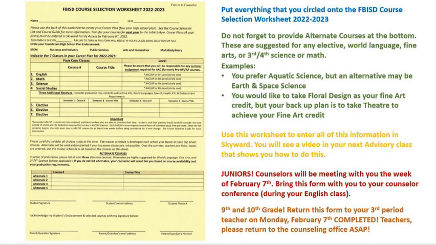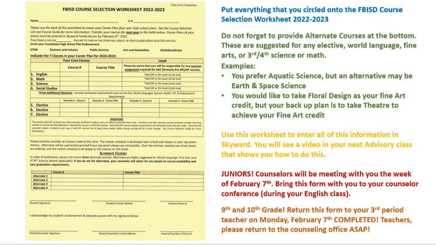So for example, if you prefer aquatic science as your 4th science, an alternative to this may be earth and space. Or if you would like to take floral design as your fine arts credit, you might want a backup plan of having theater just in case floral design is not available. Use this worksheet to enter all of your information in Skyward. This should give you a really easy map of what you need with the course number so that you can go in Skyward and enter all of this information.